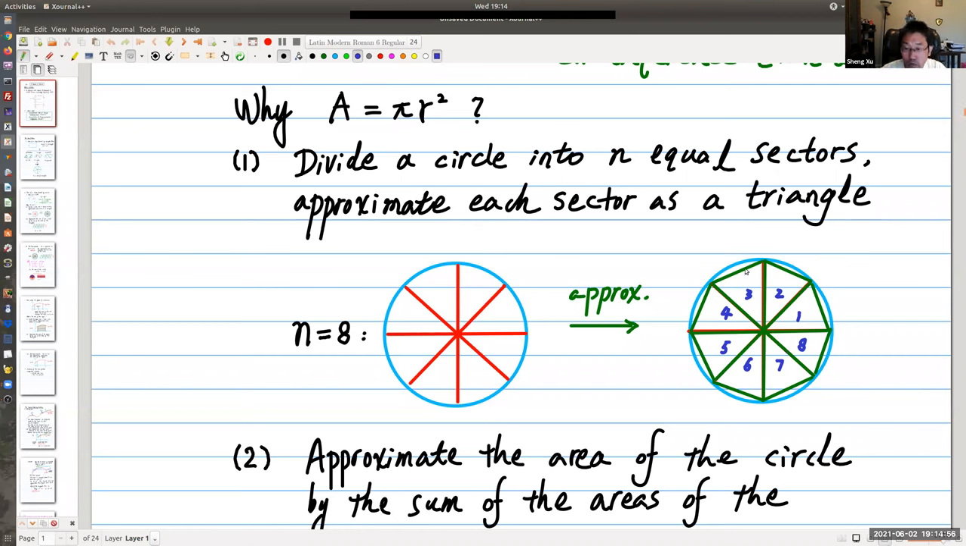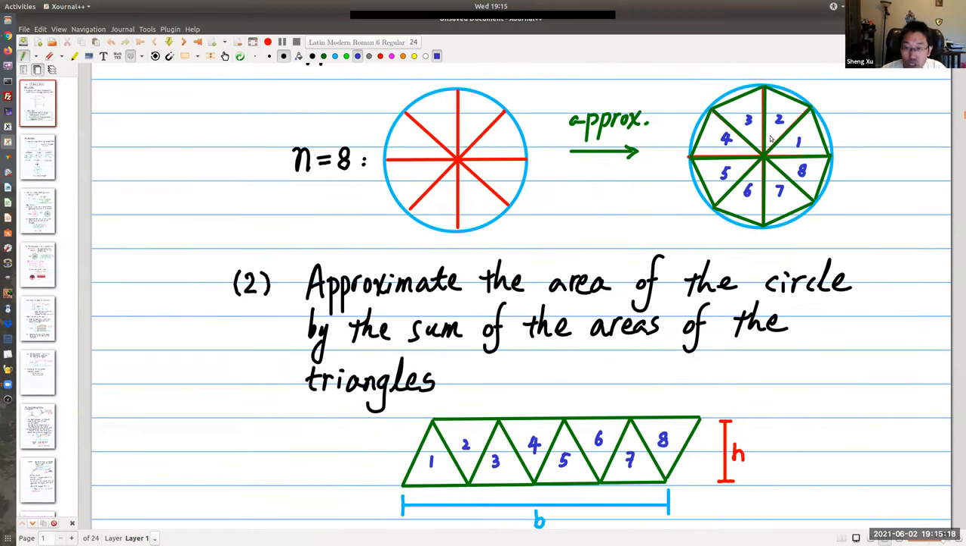So the area of this circle can be approximated, okay? I said approximated, not exact, by the sum of the areas of these 8 congruent triangles. That can be easily understood. So I can arrange these 8 triangles in this manner. One here, then the second one is joined with the first one to form this parallelogram, then the third one, fourth, fifth, sixth, seventh, eighth. So if I use 8 sectors, I have 8 congruent triangles, and I can form this bigger parallelogram. And the area of this parallelogram is an approximation of the area of this circle, right?